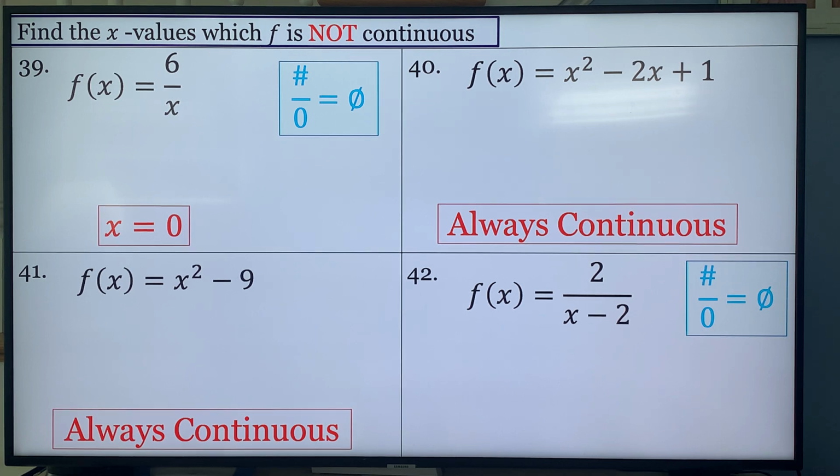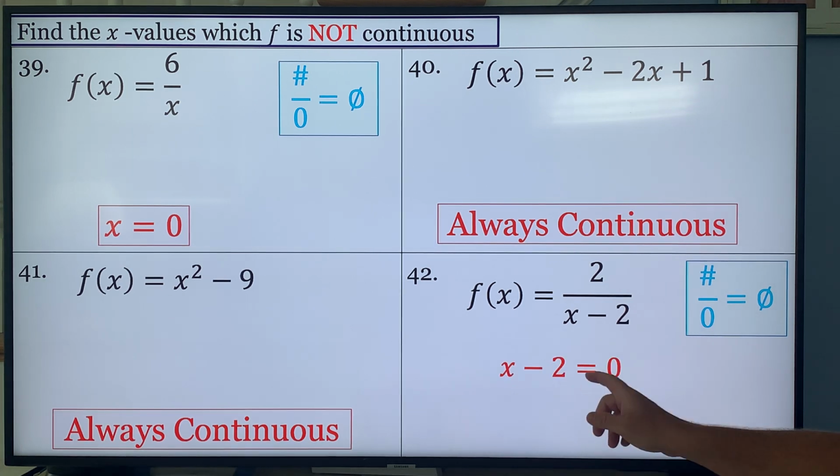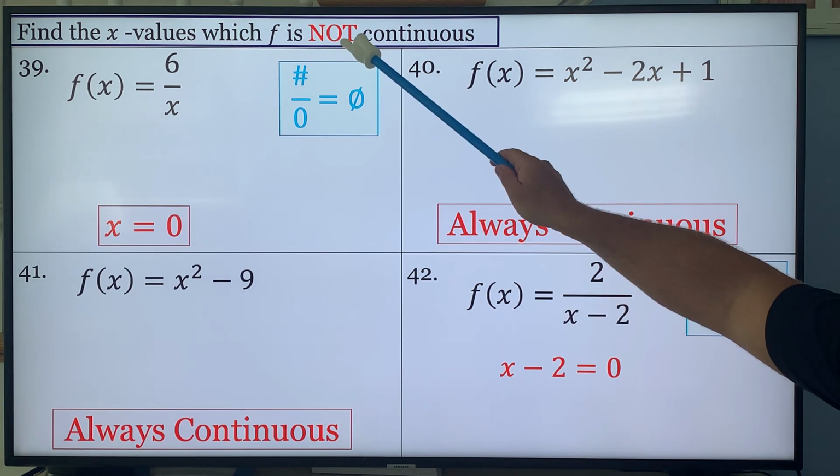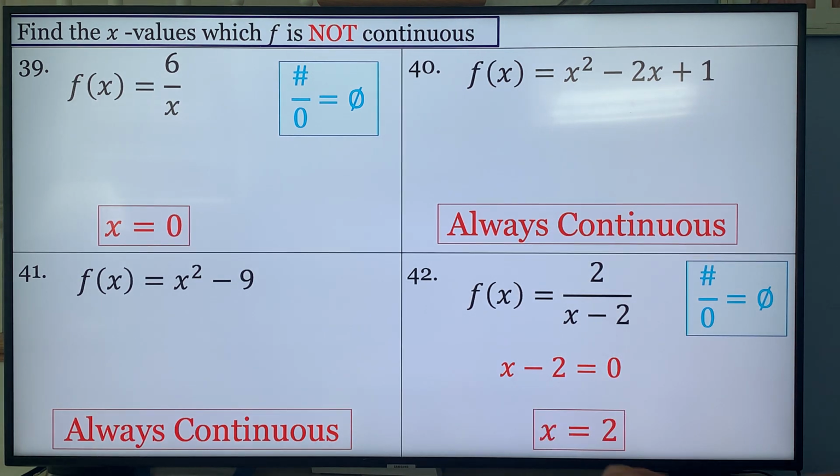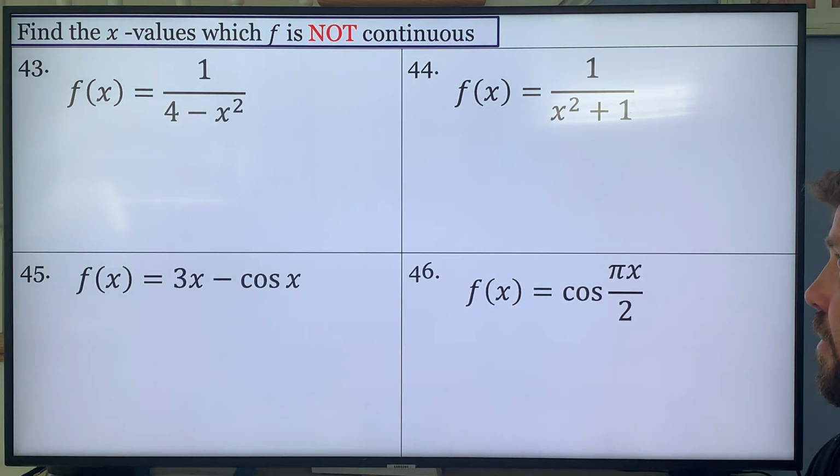Denominator can't be 0. So x minus 2, when that is equal to 0, it is not continuous. So when I add 2 to both sides, when x equals 2, the graph is not continuous. All right? I know this seems easy, but it's always good just to throw some easy ones back in. All right, find the values here.